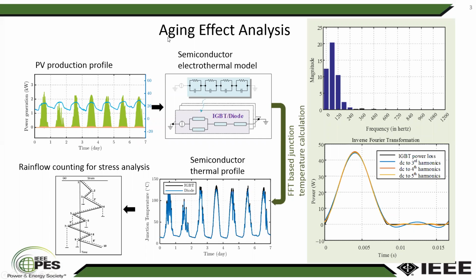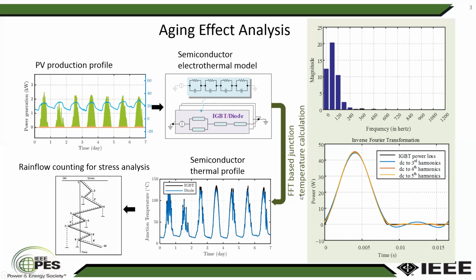This is the basic idea of the aging effect analysis. So we use the PV production profile as the input and try to convert it into the semiconductor junction temperature. In order to convert this PV profile, we need to use the semiconductor electrothermal model. So this is a typical one. However, thinking of the large data set of this PV profile, we need to find a way to accelerate the simulation, especially the part for this junction temperature calculation.